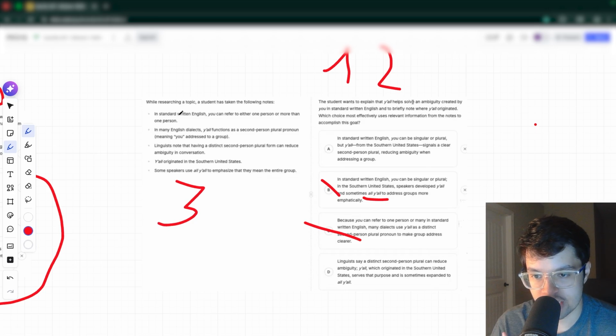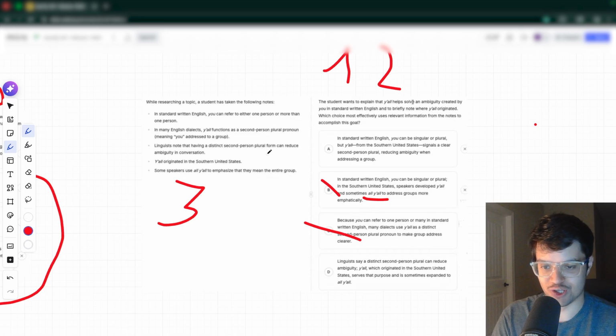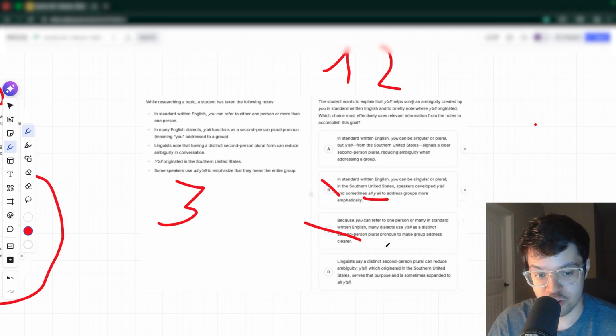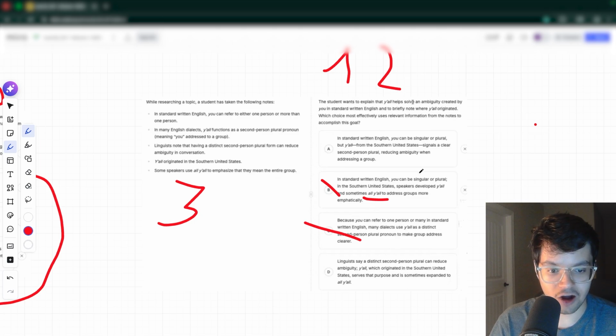So we look at the notes: in standard written English, you can refer to either one person or more than one person. Y'all is a second person plural pronoun. Linguists note that having a distinct second person plural form can reduce ambiguity. It originates in Southern United States. So really, I'm not seeing anything in the notes either to help me distinguish between them, because both of these do mention correct information. They're both right.